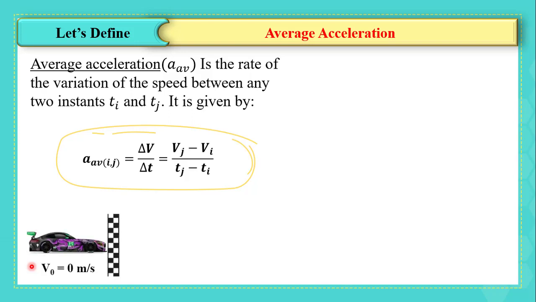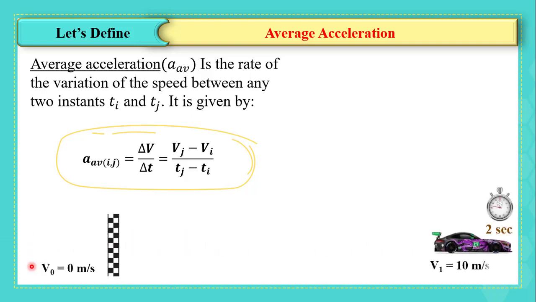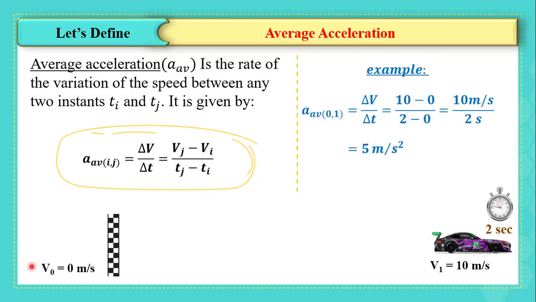Now, let's go back to our previous example. The speed of this car increased by 10 meters per second in 2 seconds. Let's calculate its average acceleration. a between 0 and 1 is equal to delta V divided by delta t, which is equal to 10 divided by 2, which gives us 5 meters per second squared.